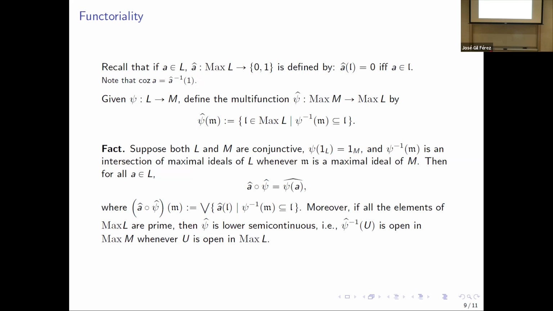The functoriality, I don't know if I want to talk about. The hat here is the representation. So if we have a morphism of join semilattices, then we define phi hat, a mapping between the representation spaces. So hat is a covariant functor.